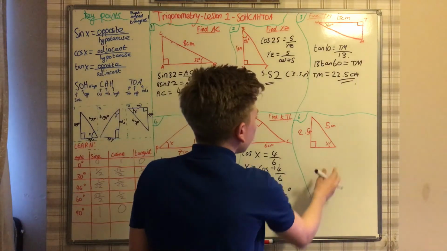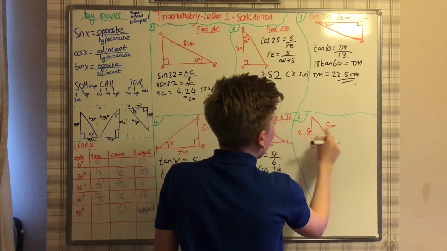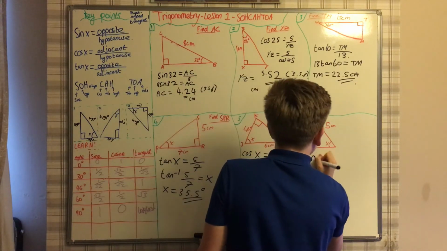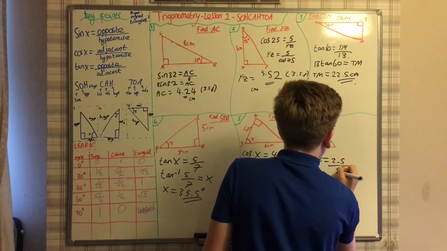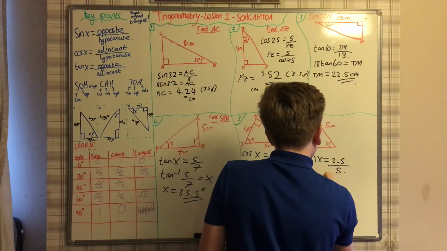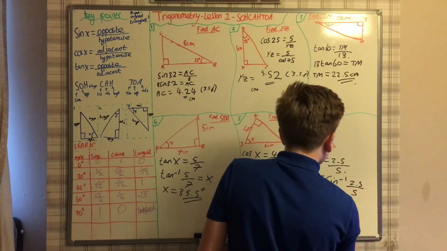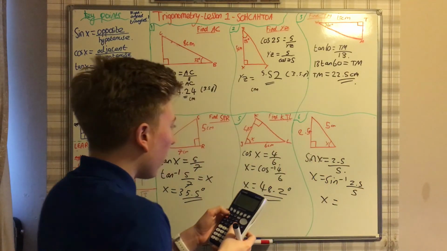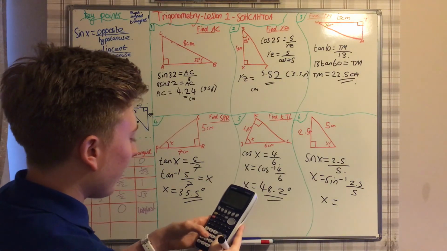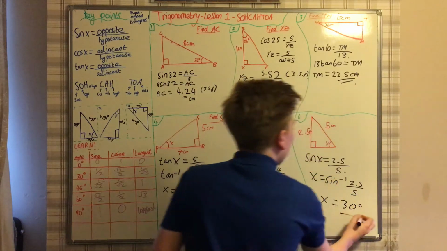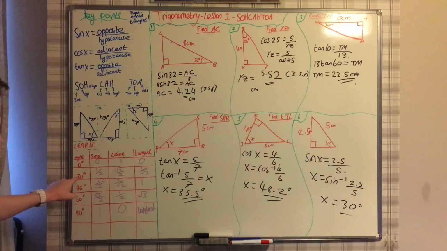Okay guys, so this one, we have the opposite and the hypotenuse, which is sine. So sine of x equals 2.5 divided by 5, which is a half. So x is sine to the minus 1 of 2.5 divided by 5. So the inverse sine of 2.5 divided by 5 is 30. So x is 30 degrees. And remember, this is one actually we can learn. Sine 30 is a half. Okay?